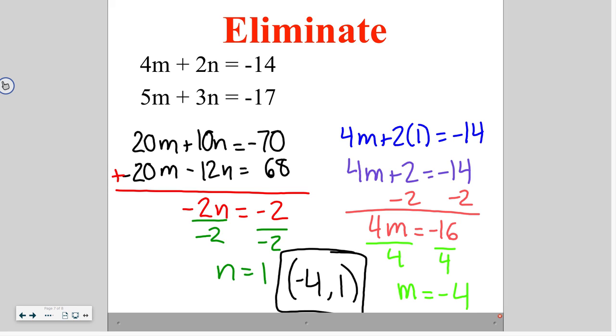If you have questions about elimination with multiplication, please let me know when you get to class.